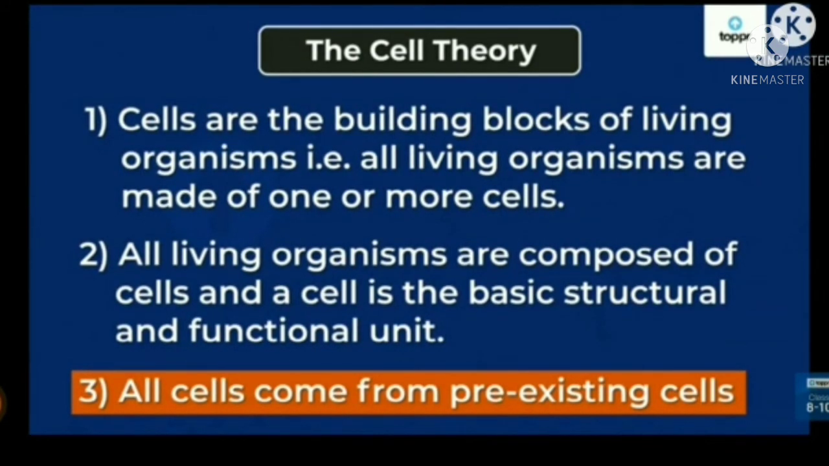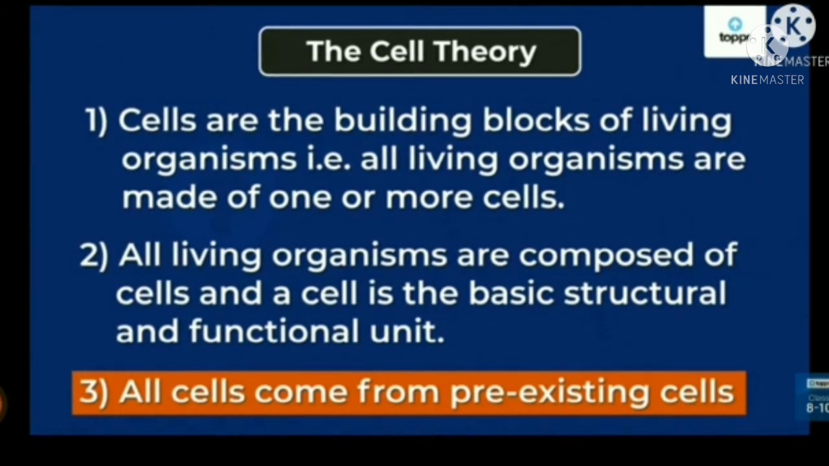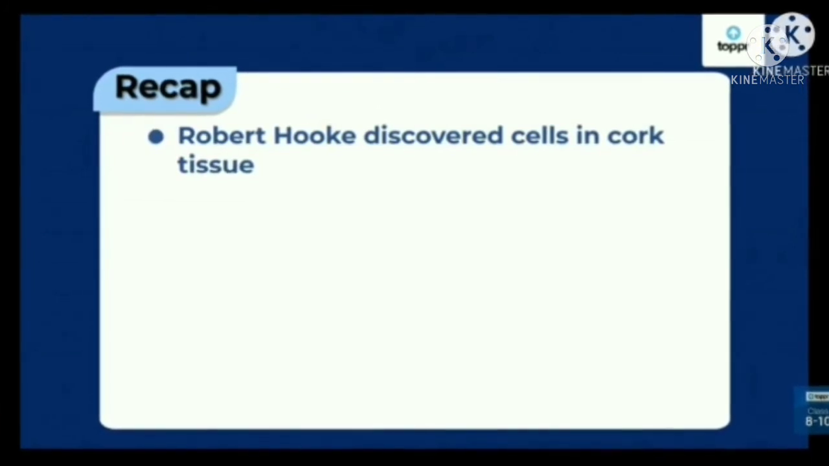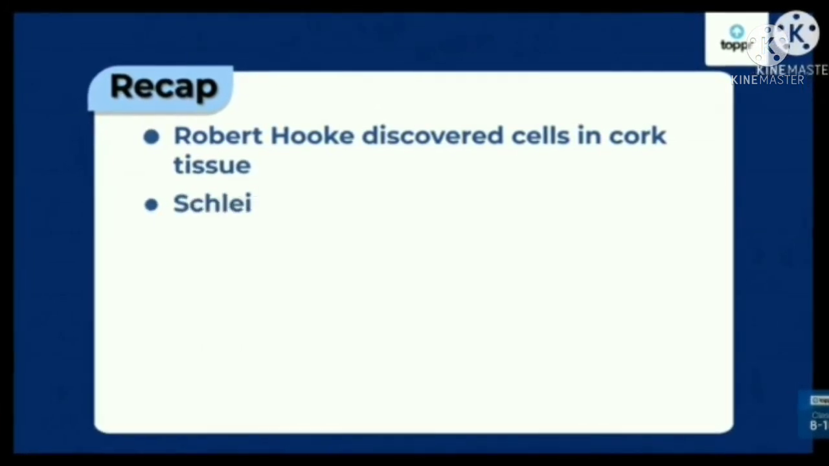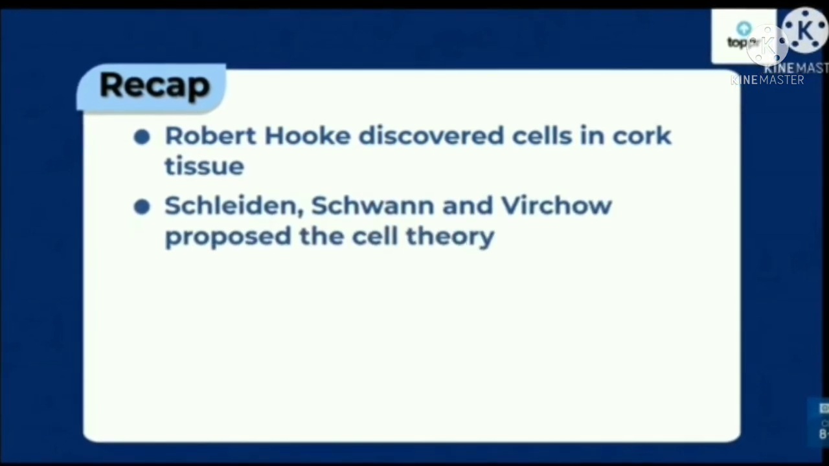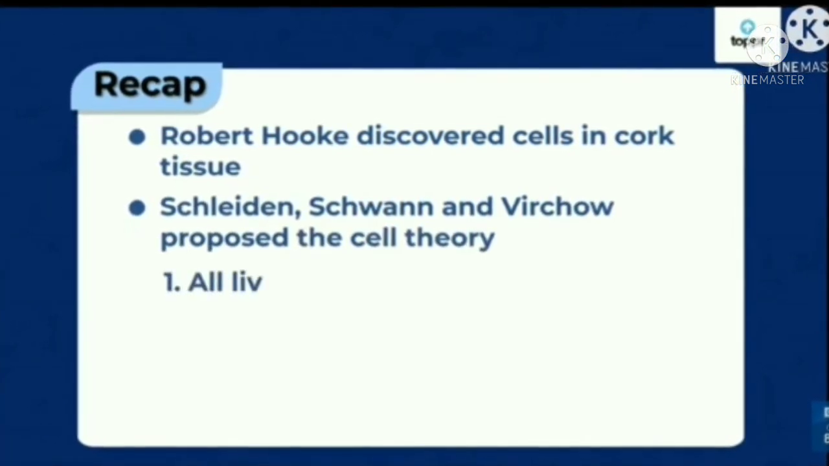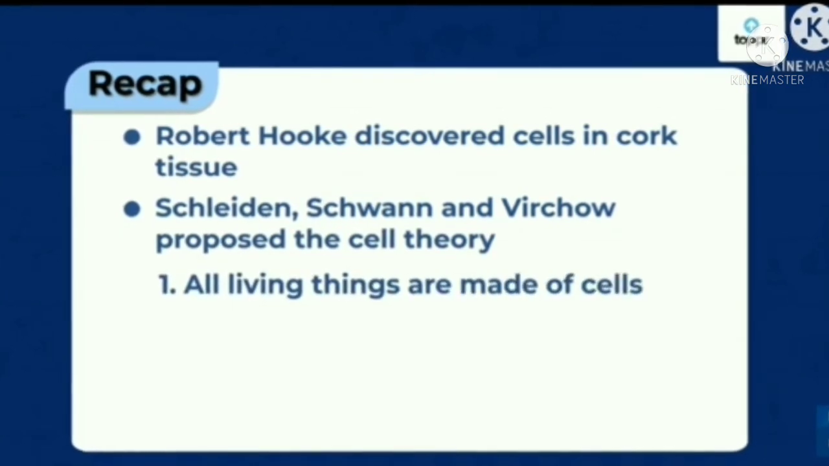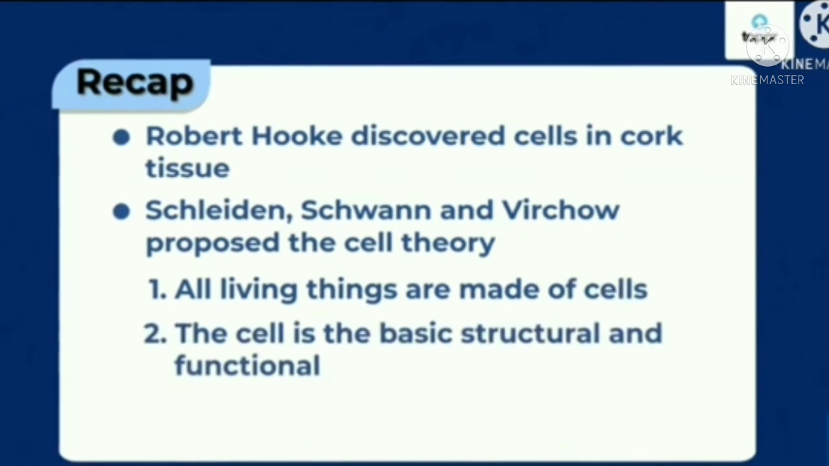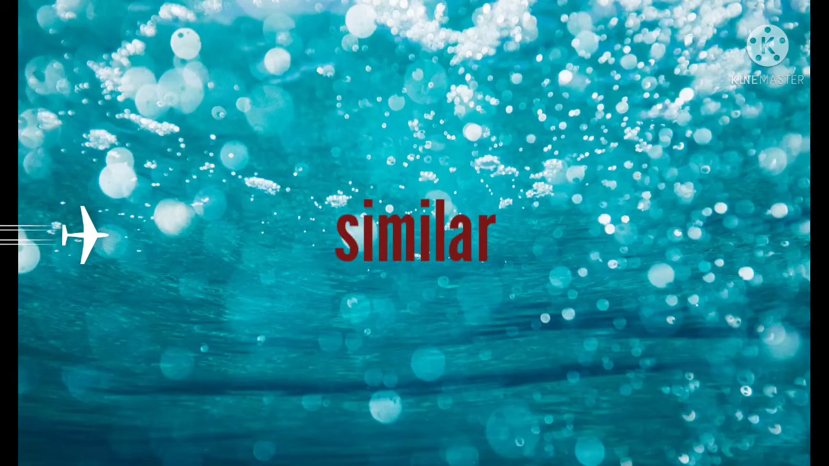Hope you now understand how the cell was discovered and how it forms the basis of all life on earth. Let us recap what we learnt in this video. With the help of a microscope, Robert Hooke discovered cells in cork tissues. 200 years later, Schleiden, Schwann and Virchow proposed the cell theory. All living things are made of cells. The cell is the basic structural and functional unit of life.